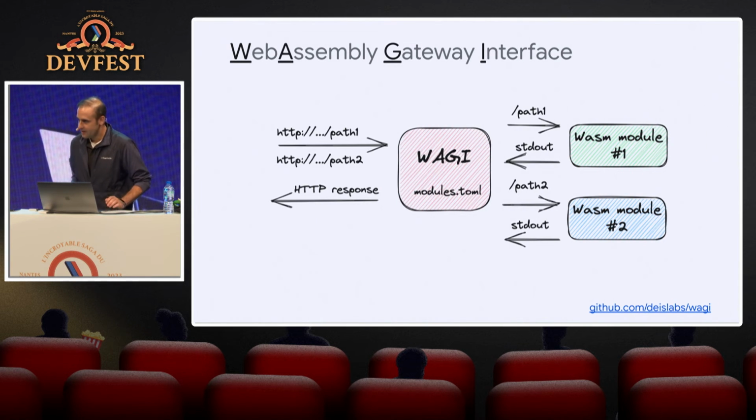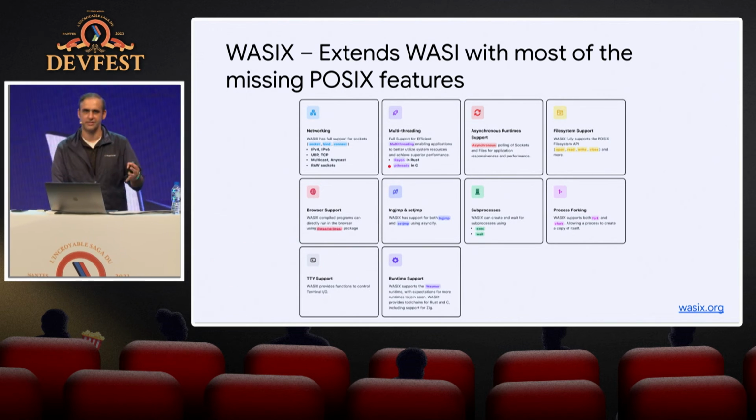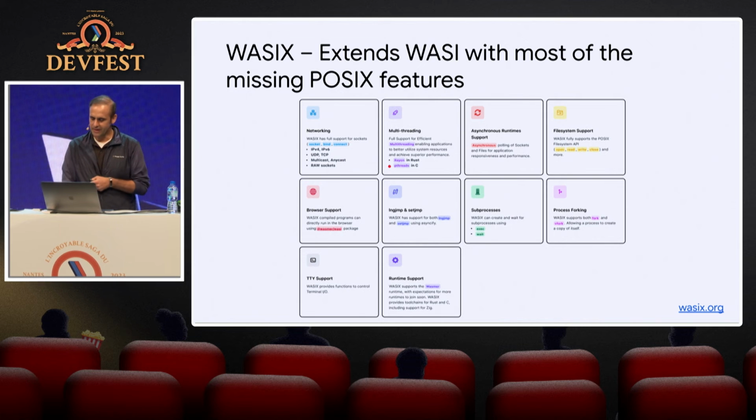All right. Now the next thing that's coming up is something called WASIX. The idea of WASIX is basically, let's extend WASI and add all the missing POSIX features, because we need networking, we need multi-threading, we need all these things, right? So why don't we add them in?